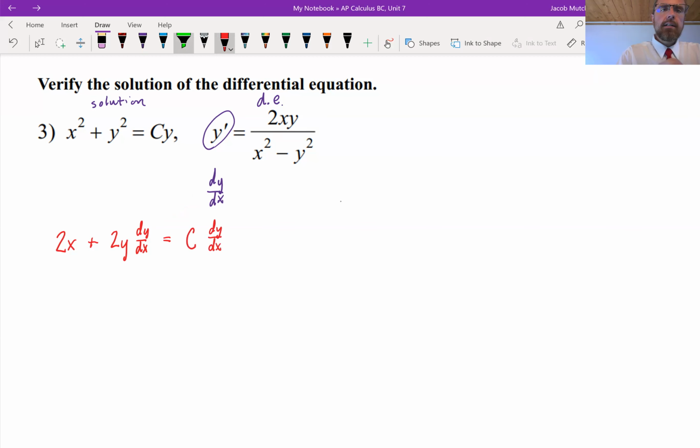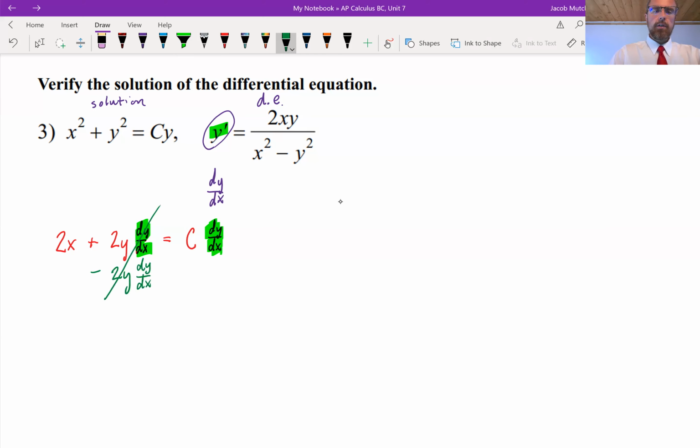Now, if what I've identified as my y prime is dy dx, what I need to do in my equation currently is get those dy dx terms on the same side and set them equal to the expression. So what I'm going to do next is move some terms around. Let's take and subtract 2y dy dx from both sides.